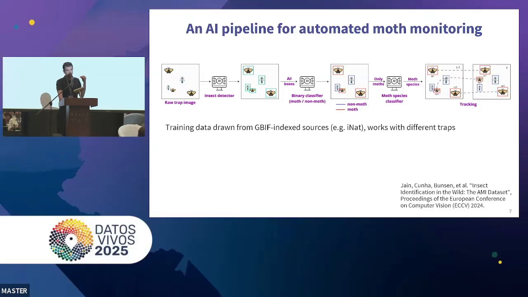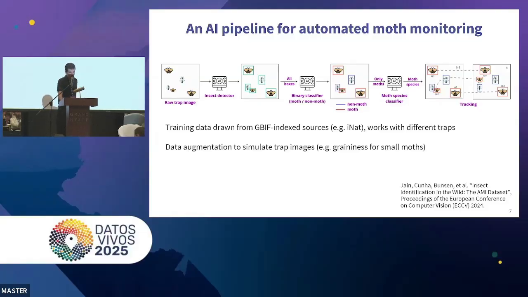Now, the algorithms here are being trained from GBIF index sources like iNat. That's partly so that it can work with different traps, with all that diversity of hardware. You'd like a system that will work for any of that hardware. You can fine-tune it using the data from your particular trap, of course.